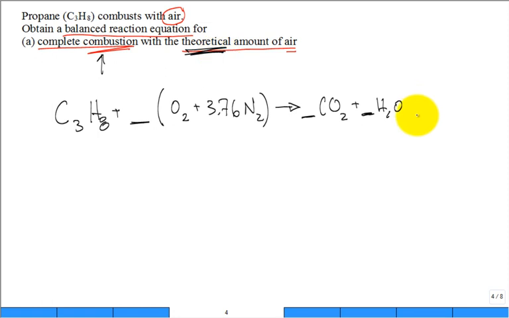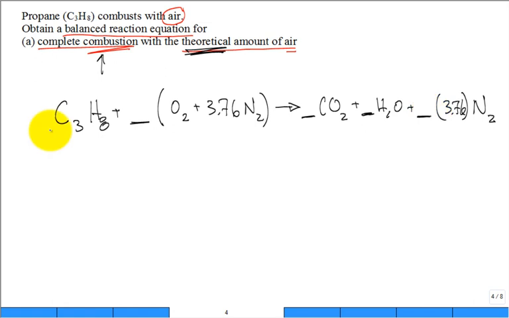So there's no excess oxygen, but is there any nitrogen in the products? Yes. And you could put the 3.76, it just goes with it, and then I'll have a little coefficient right there. So there it is.